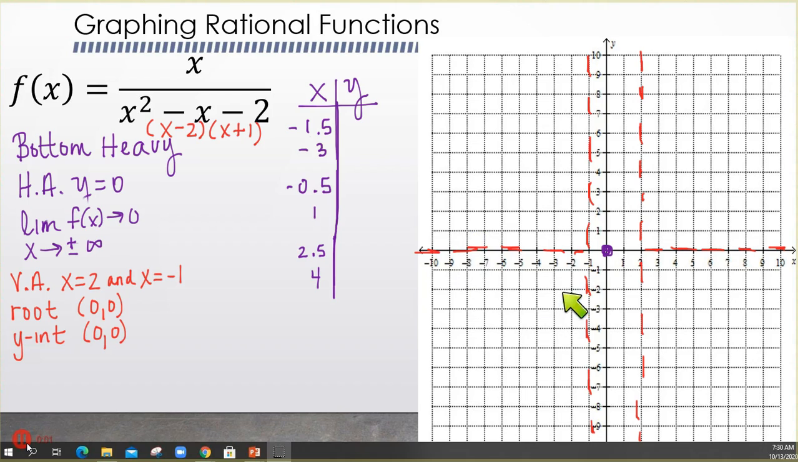So we're going to use numbers that are on the left side of my first asymptote, so numbers that are less than negative 1. So I chose negative 1.5 and negative 3. And then I need to see what's happening in between my asymptotes. So I chose a number in between negative 1 and 0. And then I chose a number in between 0 and 2. So that represents that. And then also we need to see what's happening on the right side of x equals 2. So I chose 2.5 and 4. Substitute these numbers into the function to find the corresponding y values.